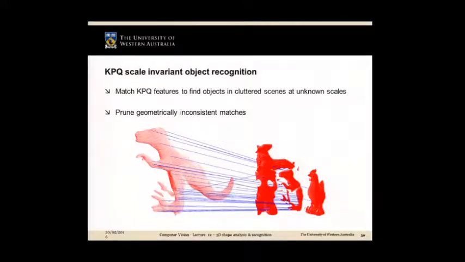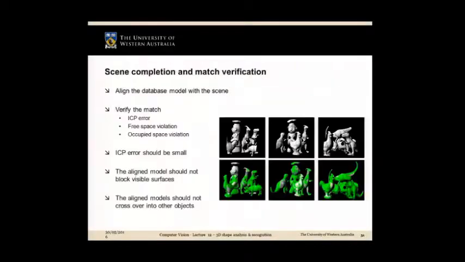And once you have developed these correspondences, the next step, given a 3D scene, is to align the object with the scene. So you have developed your correspondence, you bring that model and align it with the scene. This is done step by step. You align the database model with the scene and verify the match.